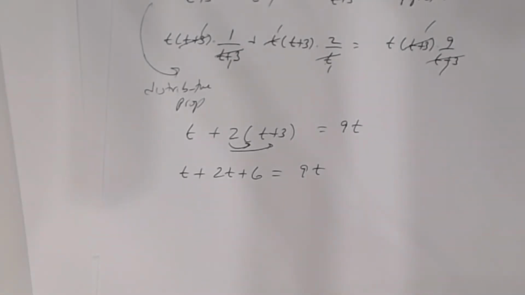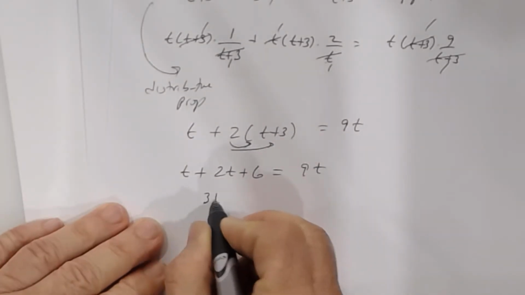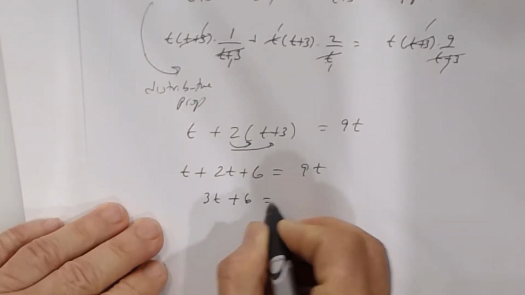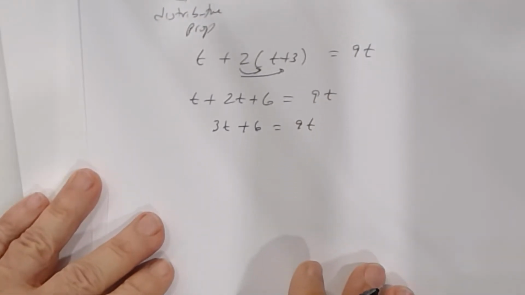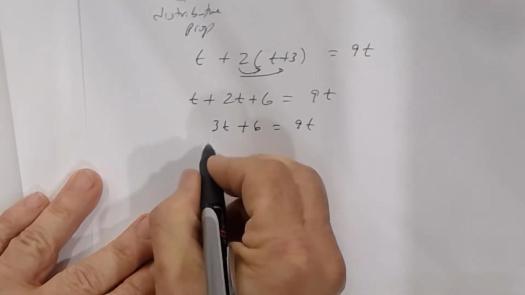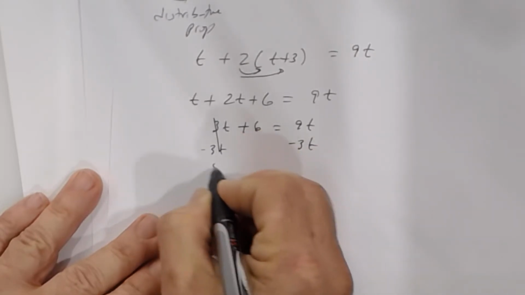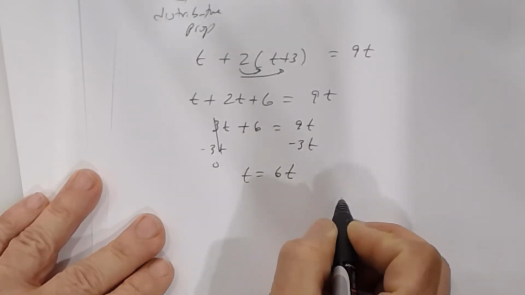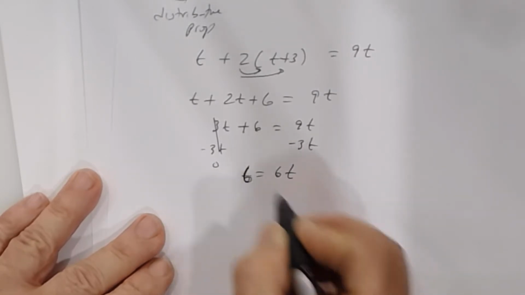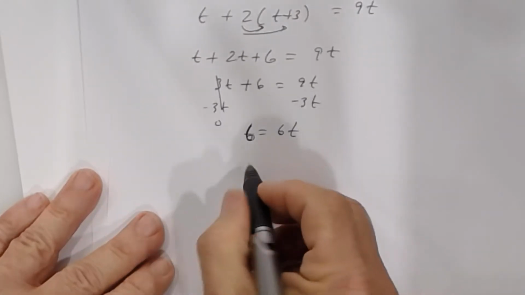All right. What's the next step? Combine like terms. So I get 3t plus 6 equal 9t. Next step, subtract 3t from both sides. Combine like terms. I get 6 equal 6t. Then to get t by itself, I got to divide both sides by what? 6.